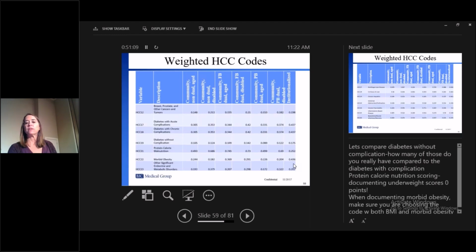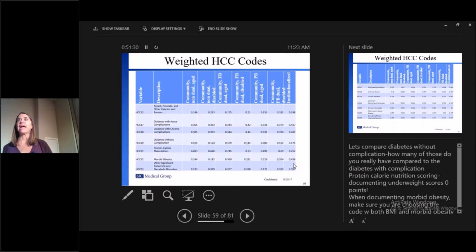Here's one that I think is really, really important for us to notice. Let's compare diabetes without complication. I don't know how many of you have those, but I hardly have any diabetic patients with no complications. But if you look at that compared to those who have complications, we're looking at a difference of a score of 0.1 versus 0.3.